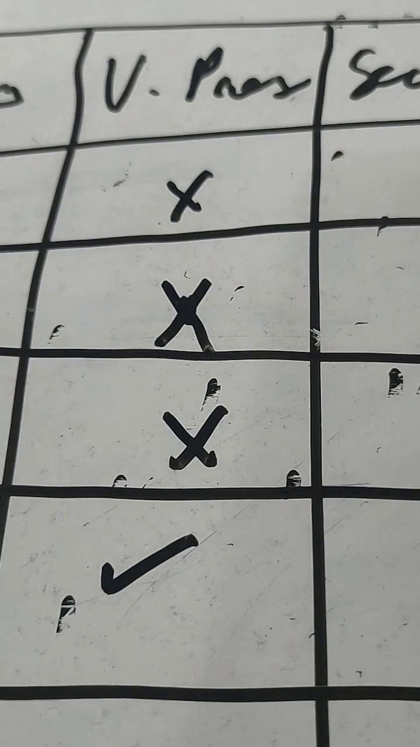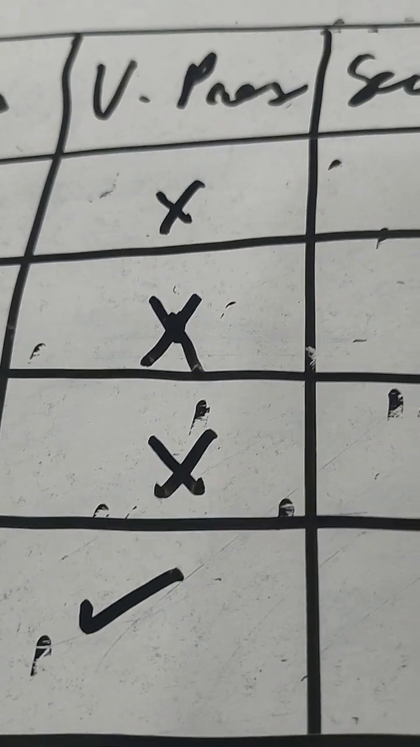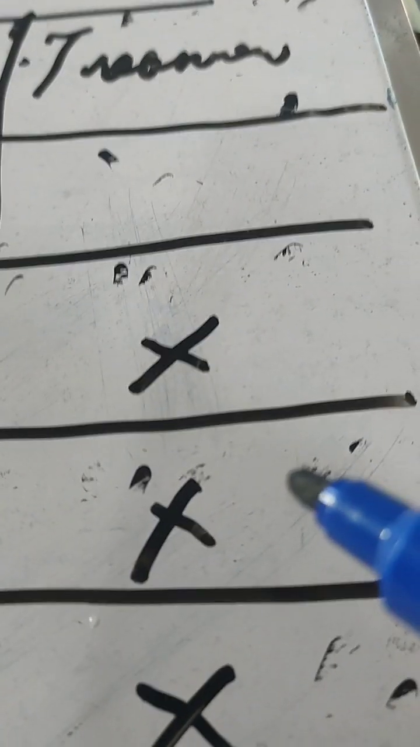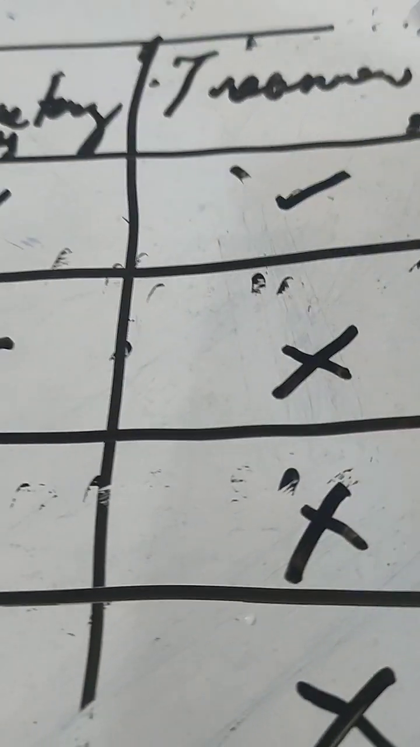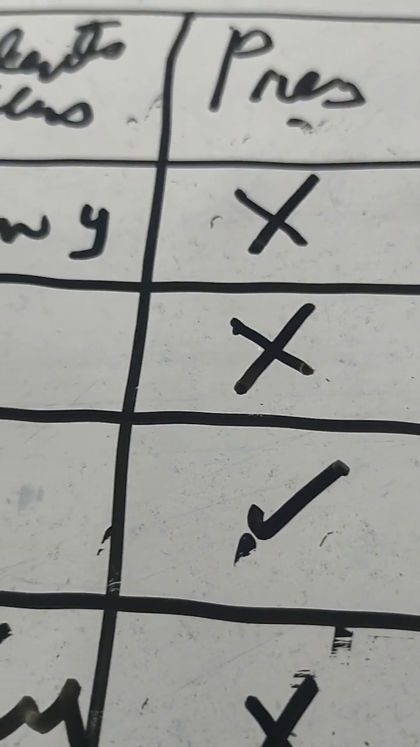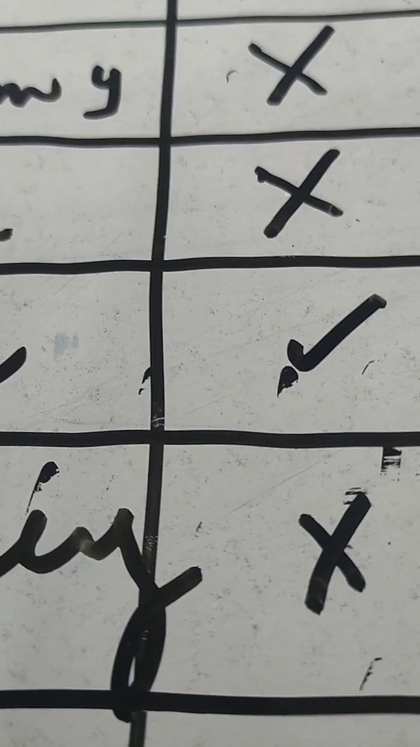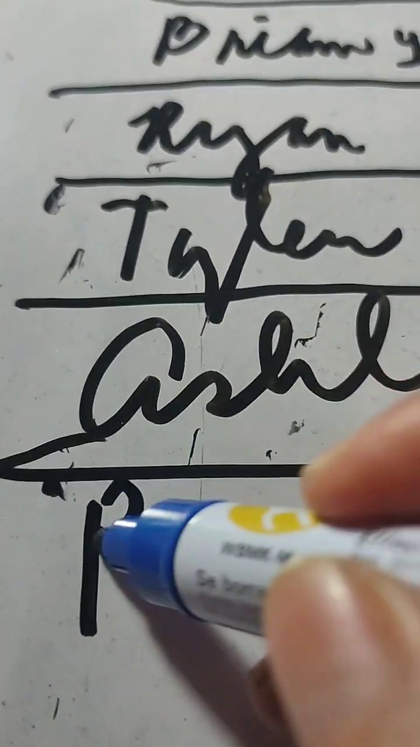For the president, we have identified already the president. The vice president is already identified. The secretary is already identified. Lastly, the treasurer. This is the open cell, so let's check it. Therefore, our president is Tyler, Vice President is Ashley, Secretary is Ryan, and the Treasurer is Brian.